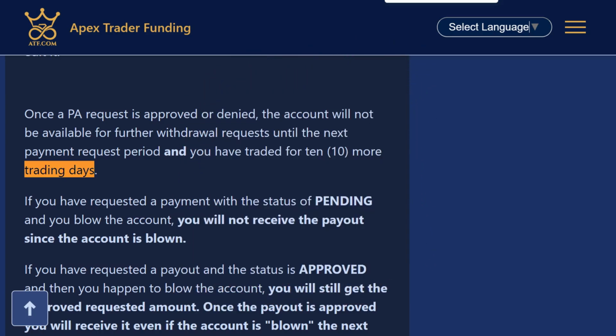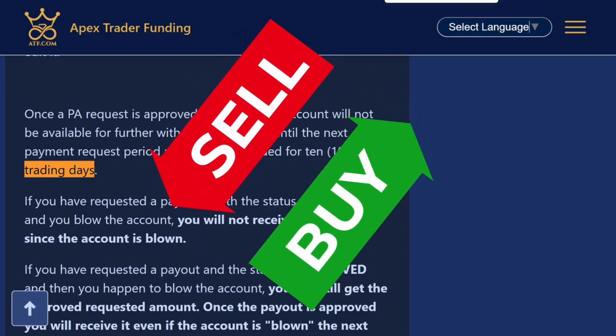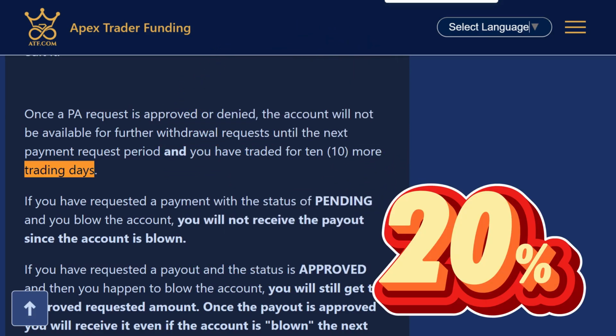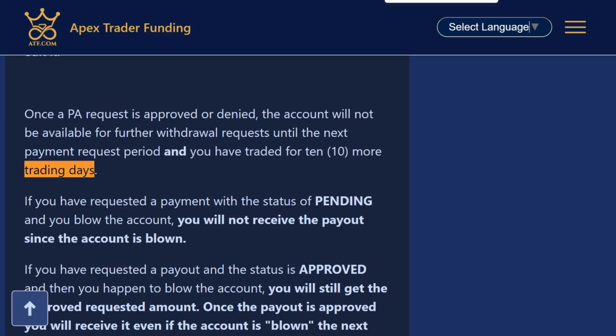Obviously, it means that you place the trade on those 10 trading days. However, Apex also allow you 20% of your total amount of traded days in that payout request to be flipping days. So let's go and take a look at the actual PA account to see what that means.